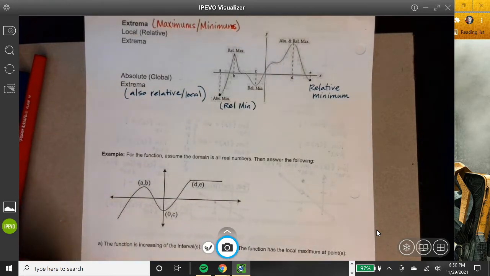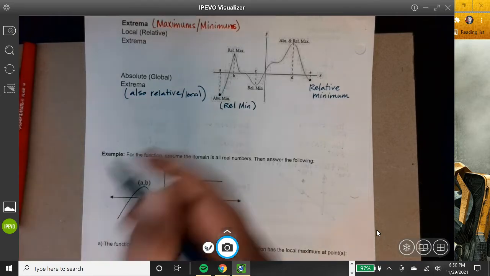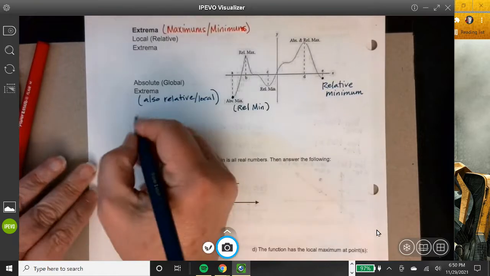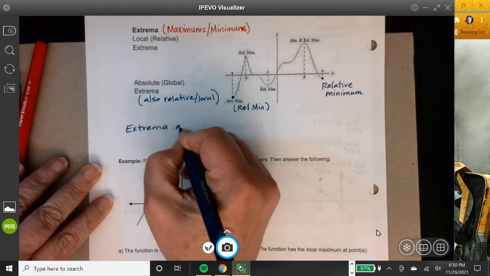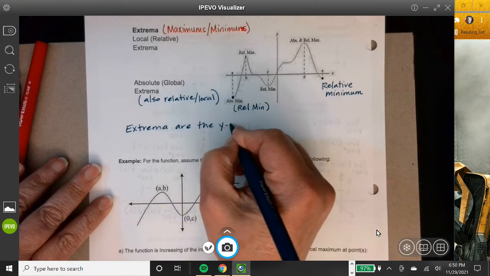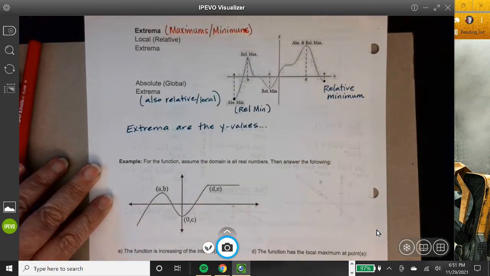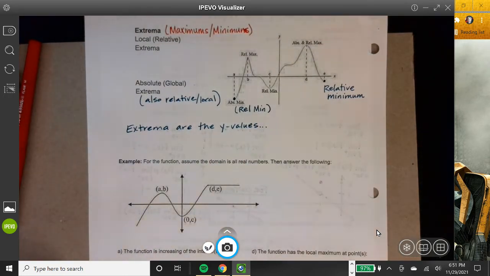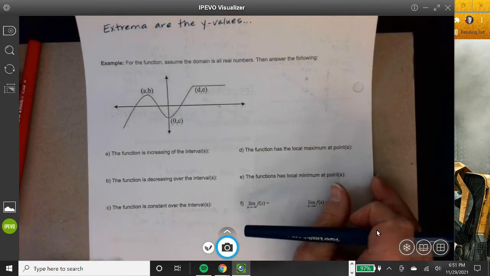Hopefully that's a bit of a review, okay? And the extrema are the y values. Not the x's. The x's are where they occur. All right, so let's fill out this information here.